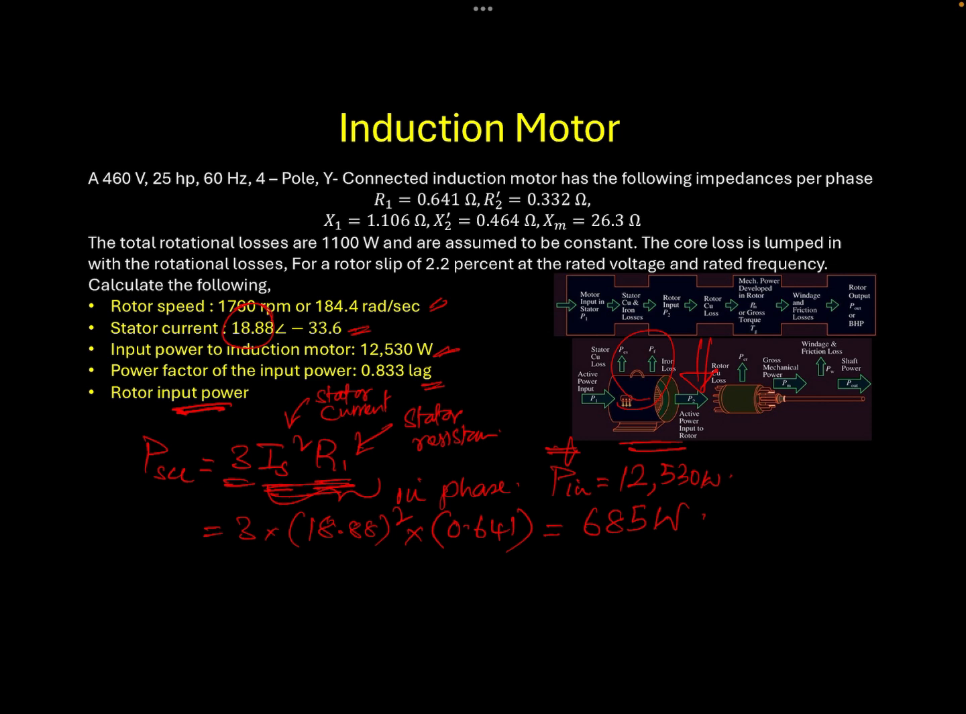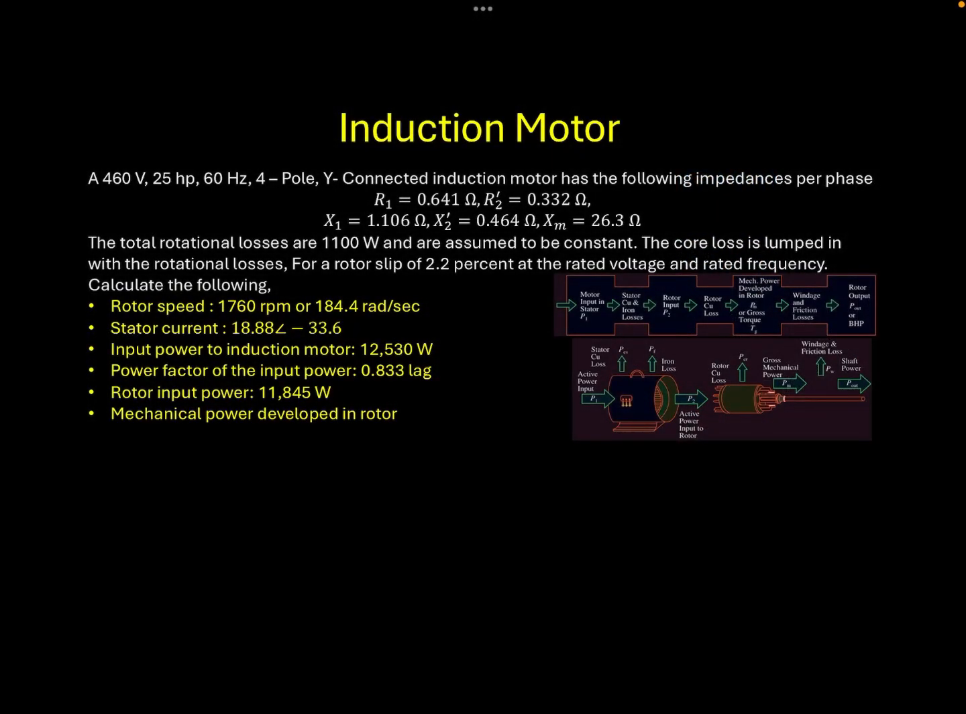Now, if you wanted to know the amount of power that has gone into the rotor, we sometimes also call it air gap power or rotor power, P rotor, or P air gap. It is nothing but P stator minus P stator copper losses. We know that P stator is 12,530 watts and the copper losses are 685 watts. So the leftover, 11,845 watts, is the power going into the rotor circuit.